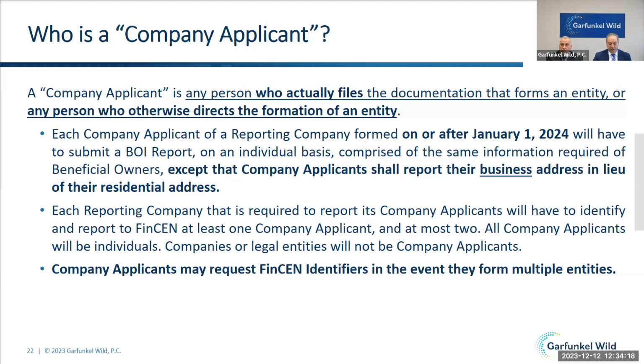Each reporting company that's required to report its company applicants will have to identify and report to FinCEN at least one company applicant and at most two. All company applicants are individuals, and companies or legal entities are not company applicants.